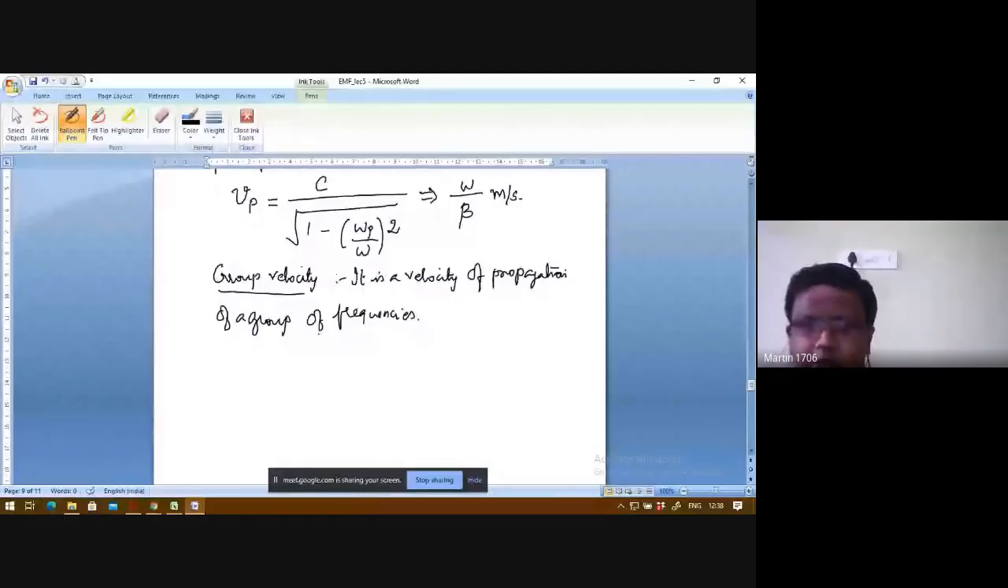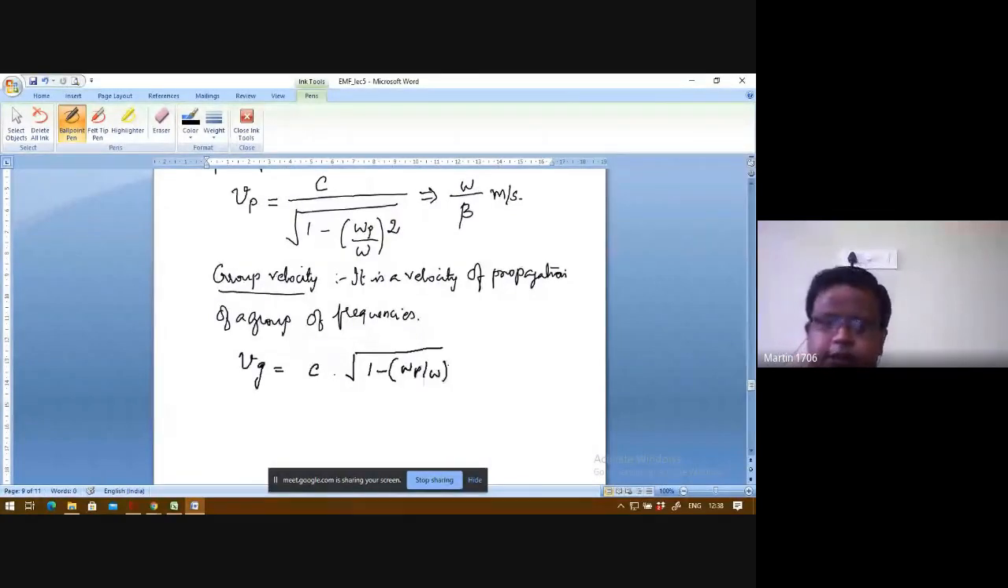Velocity is given like c divided by root of 1 minus omega p by omega. Here omega is nothing but an angular frequency, where omega p is nothing but a phase angular frequency. For group velocity, the formula will be given like this: Vg is equal to c into root of 1 minus omega p by omega, whole square. So this is nothing but your velocity.